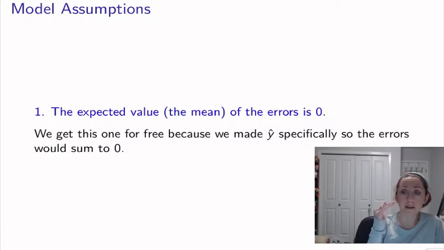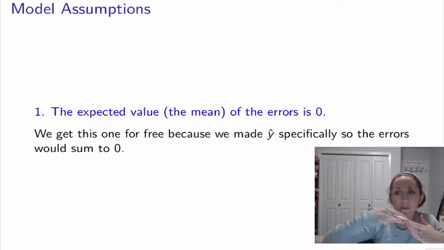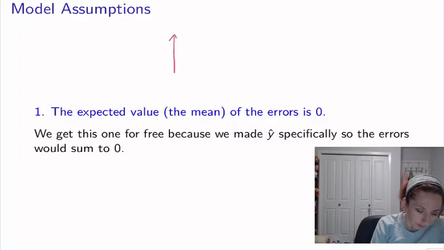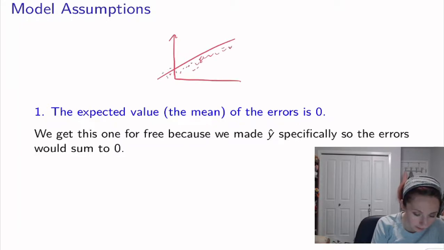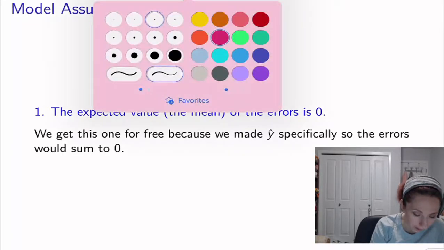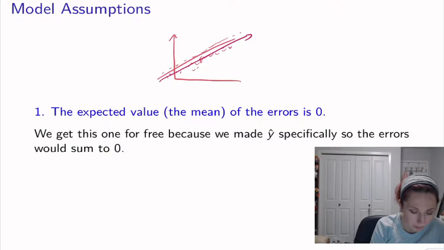For every point I have above the line, I have the same amount below the line. And this makes sense: if my errors averaged out to 1, I should just shift my line down 1. If this was giving me an average of too many errors on the bottom, so we had all these errors here and very few up here, well, maybe what I should do is shift my line to make it more centered. It wouldn't make any sense to have errors averaging out to anything but 0.